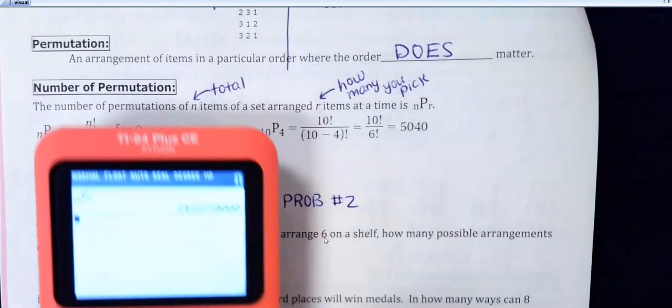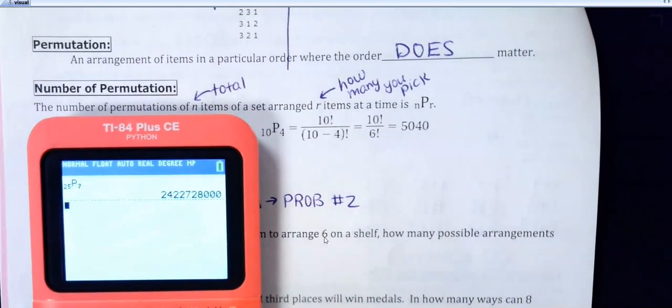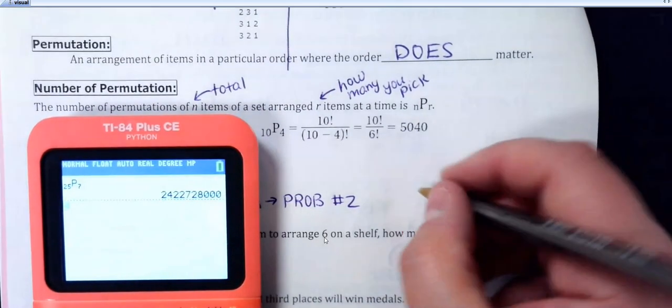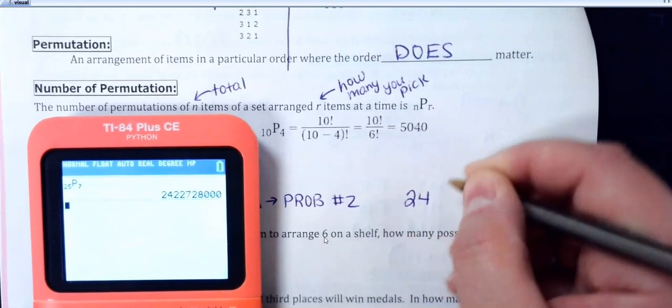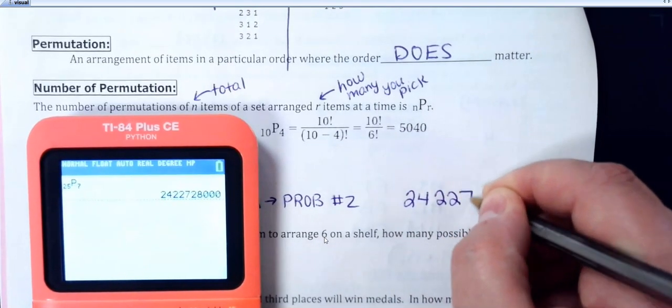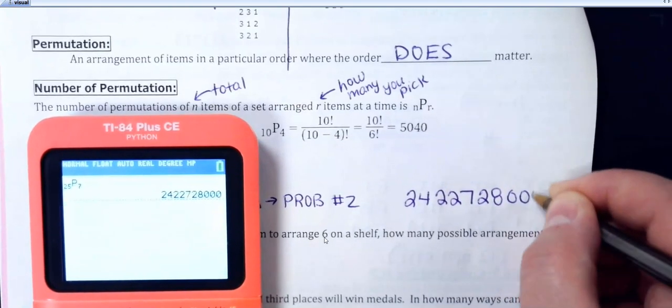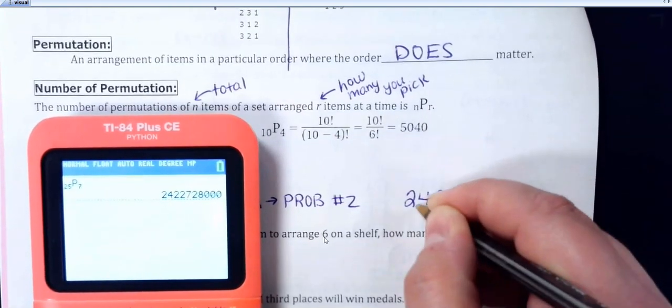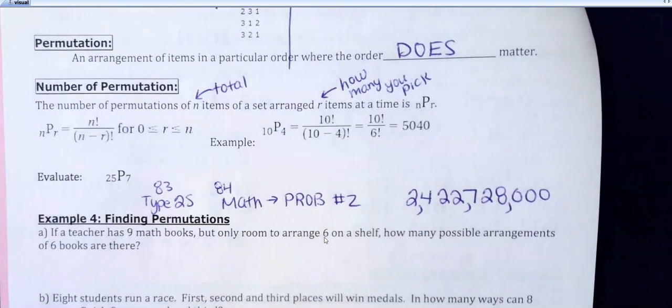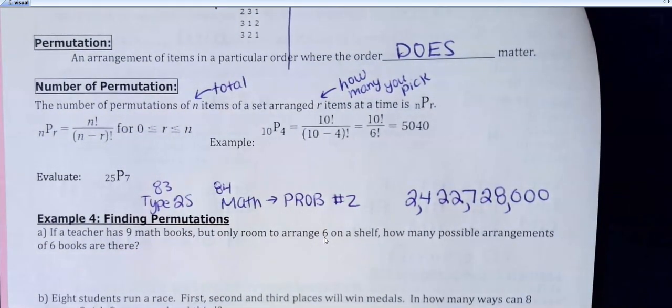If you have an 83, you just have to type the 25, the first number, before you actually put that into the calculator. Or if you want to use the formula, it's right there. You can plug it into the formula as well. But this is a huge number of different options. And we're going to do this with a combination in a second. But I'm at 2,422,728,000 different ways if I had 25 items and I wanted to organize 7 of them.